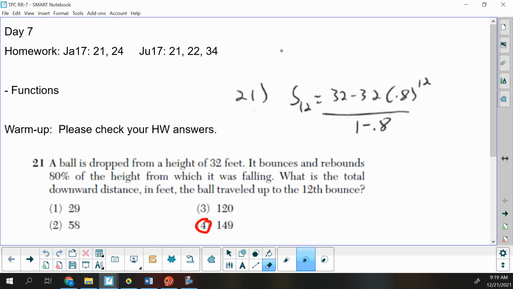Your A1 was 32. Because it was not a percent increase or decrease, you're not adding it or subtracting it from 1. We're just putting that 0.80% in for R, and then N was 12. And when you type that in, we get 149 as the best choice.